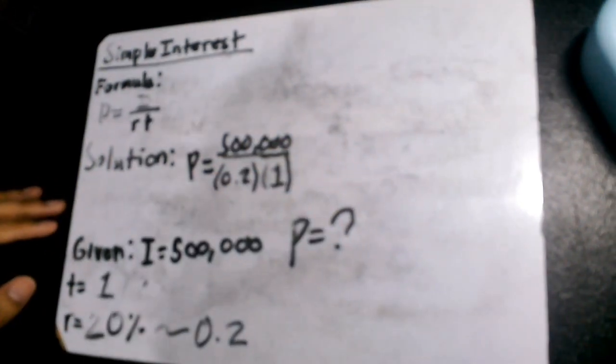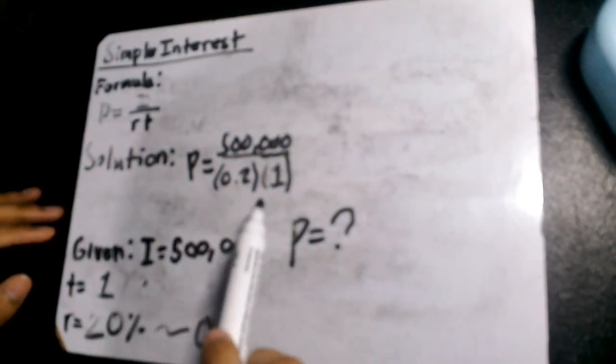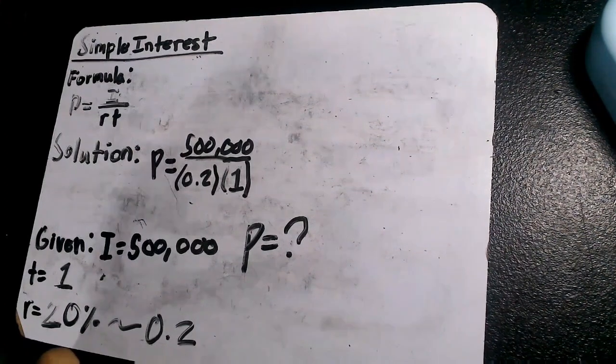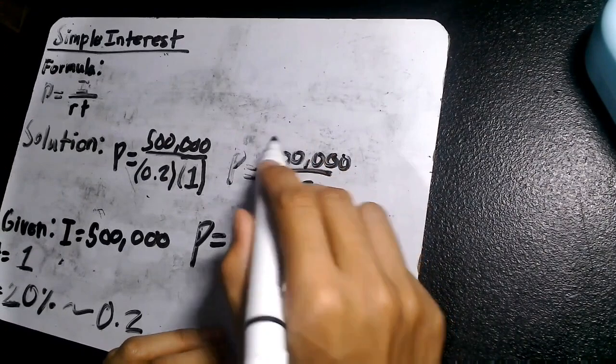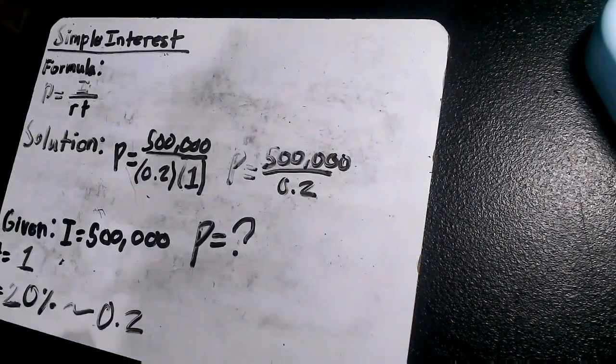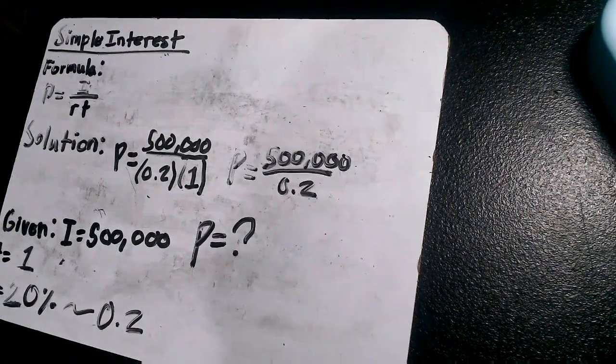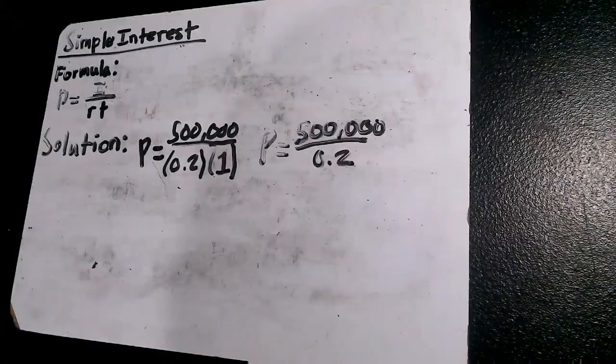Solve the denominator first. 0.2 times 1 is equal to 0.2. Then the answer will be like this. P equals 500,000 divided by 0.2. To solve this, we can use a calculator, a scientific calculator to make it easier. And the final answer is 2,500,000.